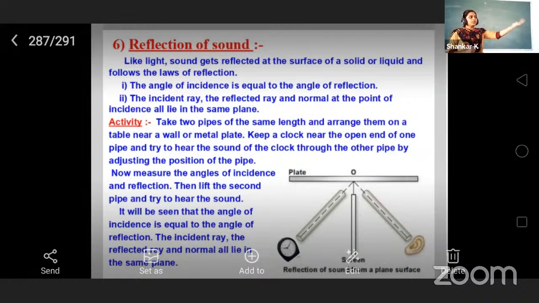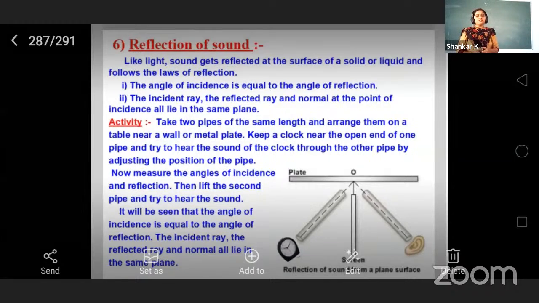Whenever you speak, it touches the wall and comes back. This is a wall. Whatever you speak goes to the wall, and again it reaches somewhere. So this is what we call reflection. Like light, sound gets reflected at the surface of a solid or liquid and follows the laws of reflection. Here one example is given in the picture: reflection of sound from a plane surface.